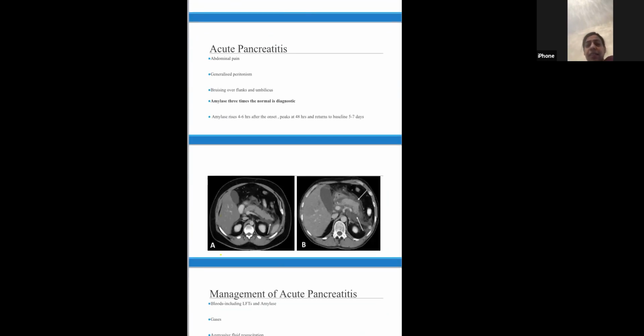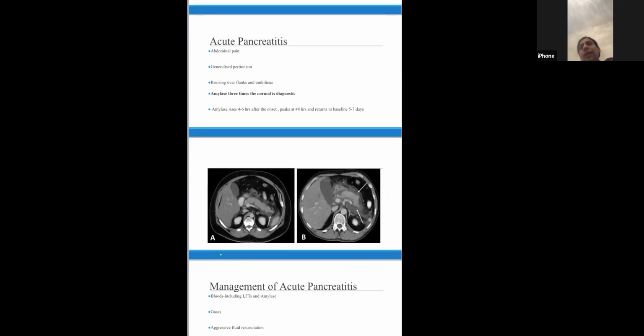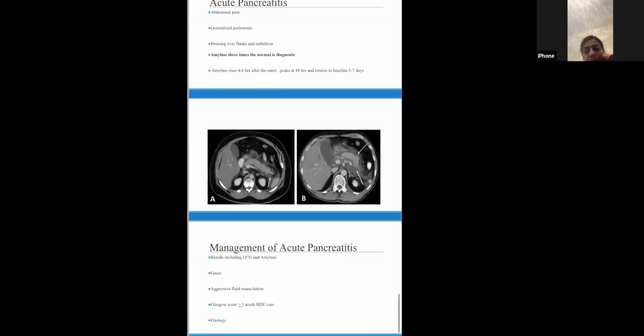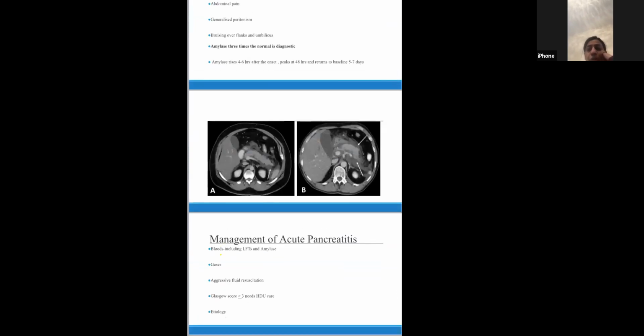Pancreatitis patients get fluid depleted very quickly, so aggressive fluid resuscitation is quite important. Do a gas, and in this particular one, I would say do an arterial gas, because they can be hypoxic as a complication of pancreatitis. They can go into ARDS, and you need your PO2 level to complete the Glasgow scoring for pancreatitis. If anyone scores more than 3, you know they would need HDU care.